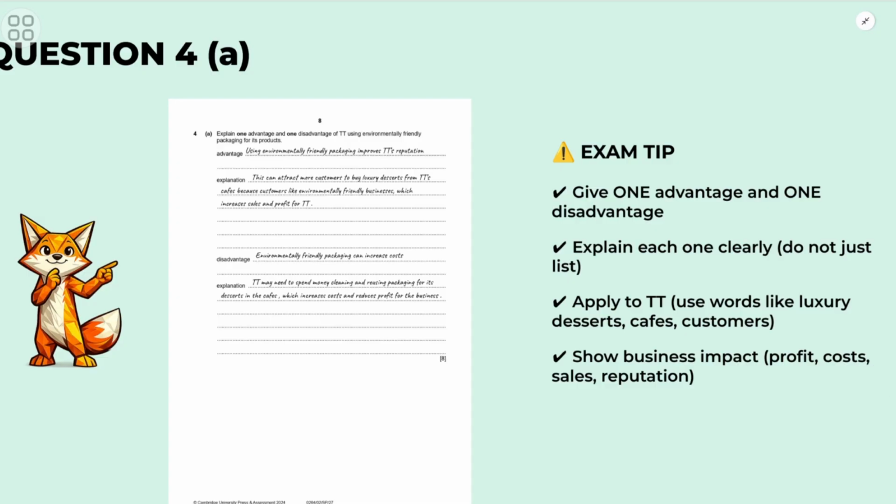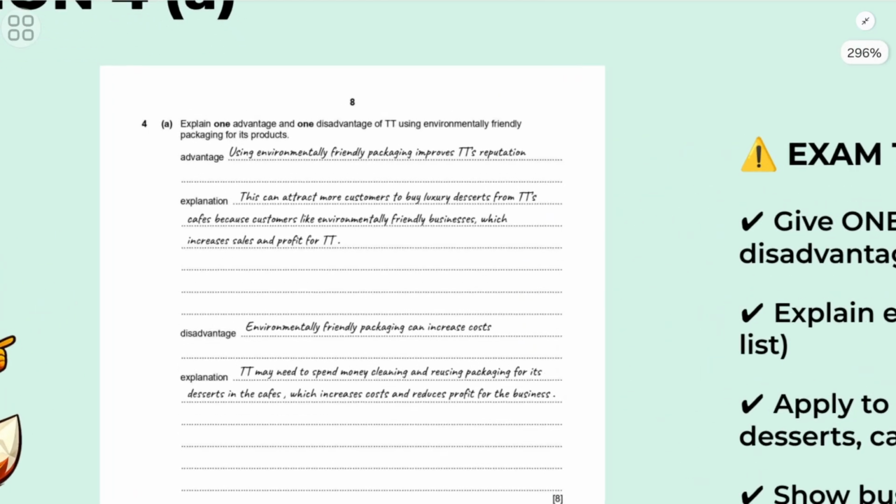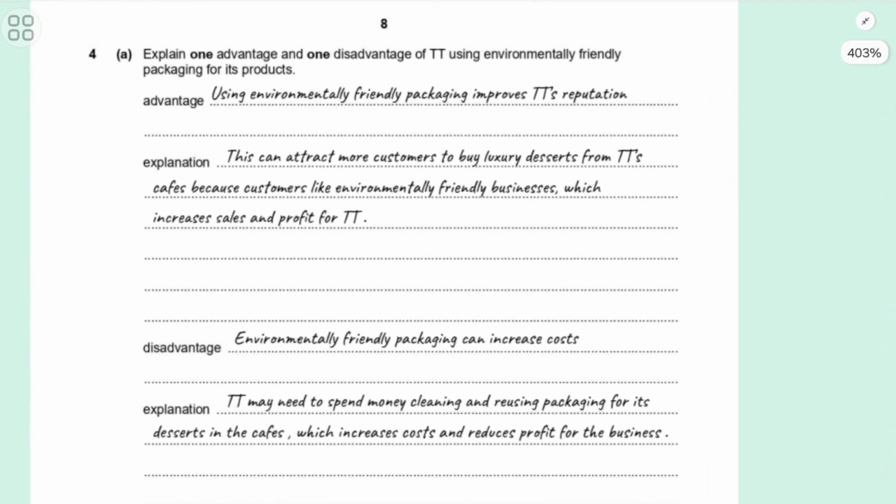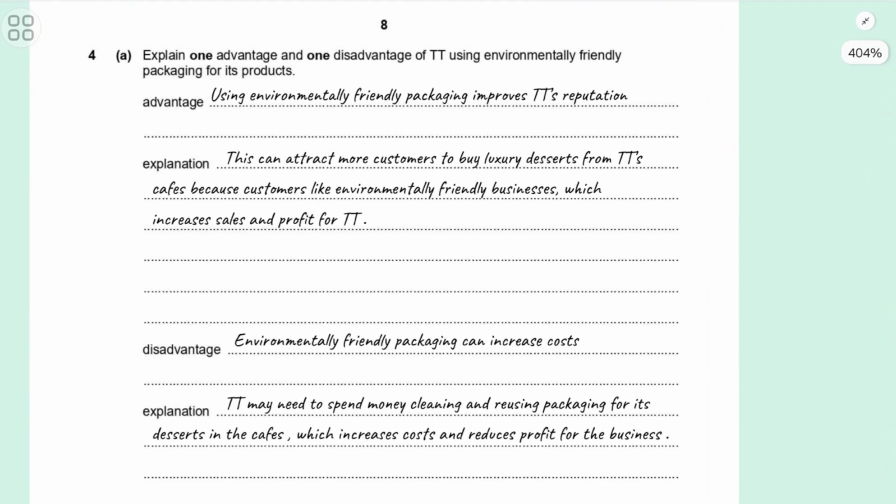Also remember, each application helps you reach full marks. If you don't apply to TT, you will lose marks and you may only get 6 out of 8 maximum. Now let's look at the model answer. First advantage.